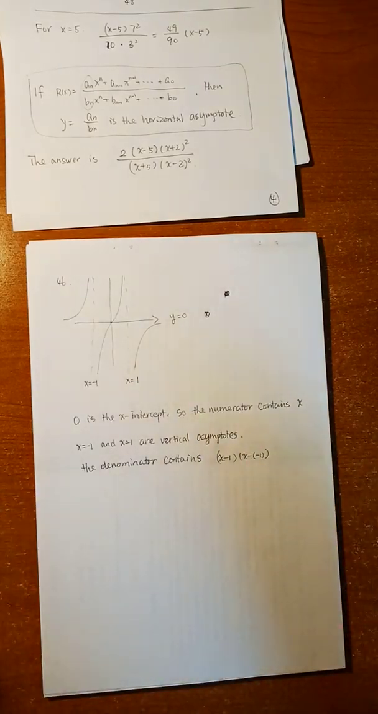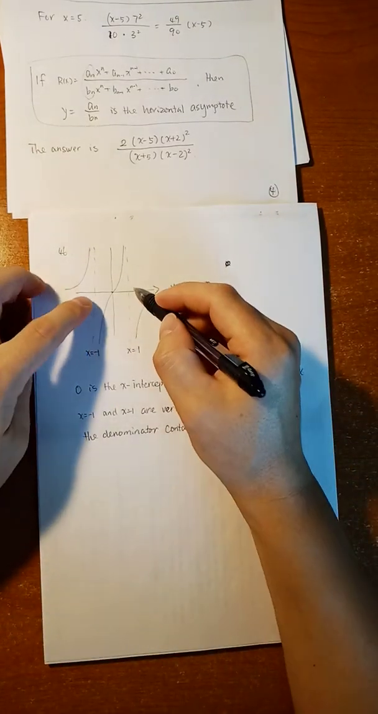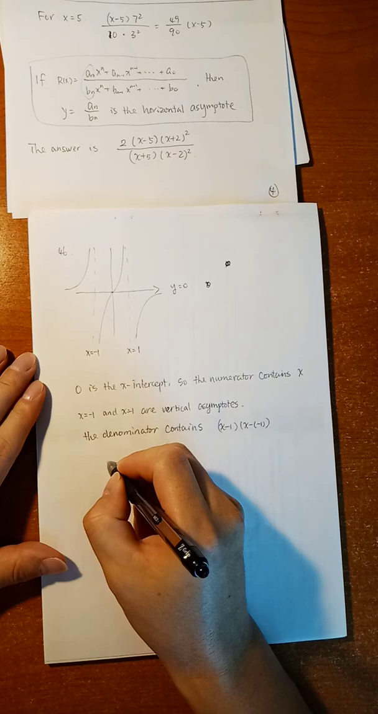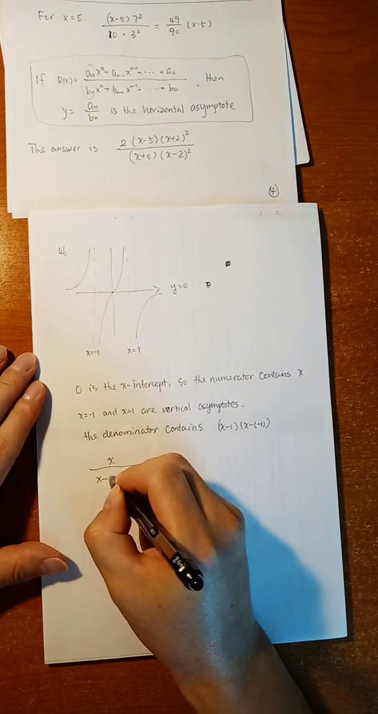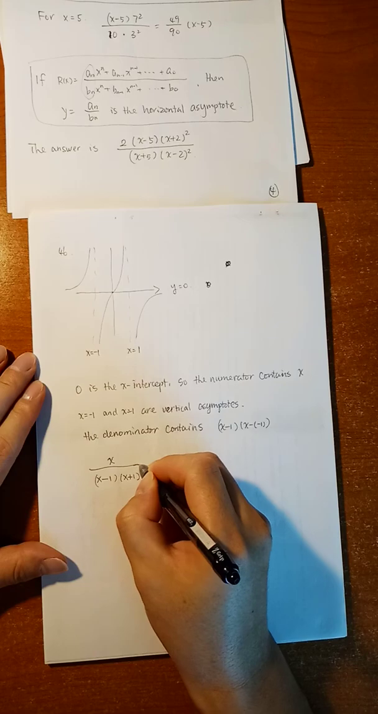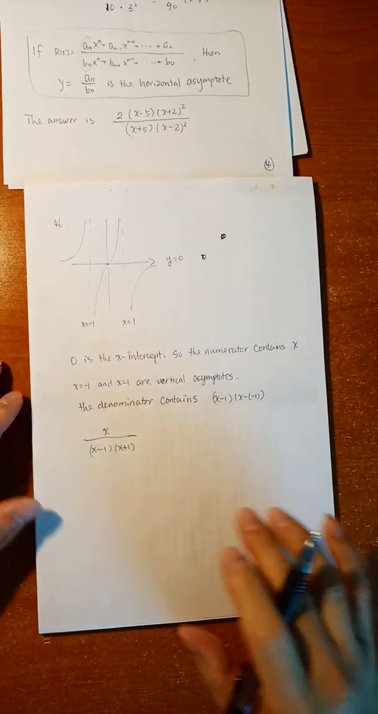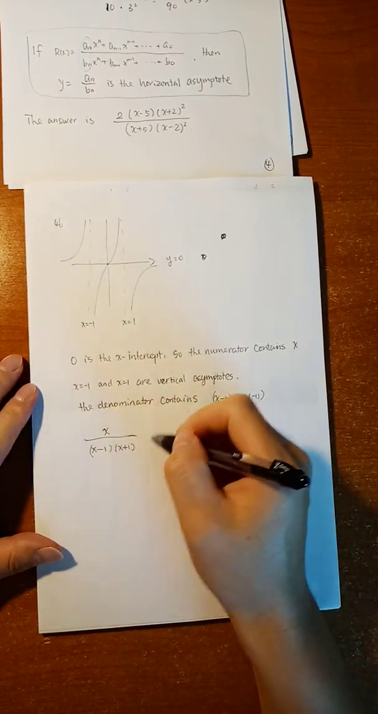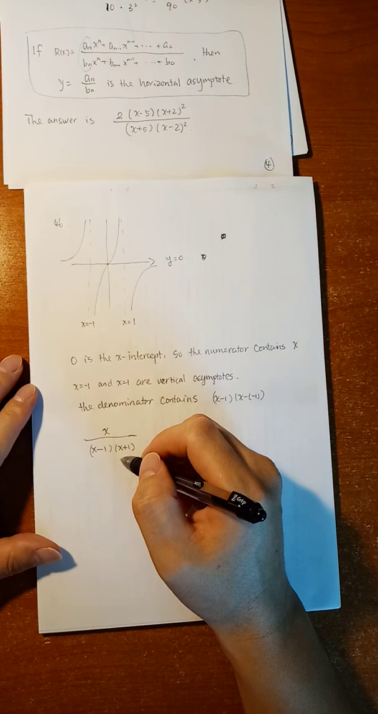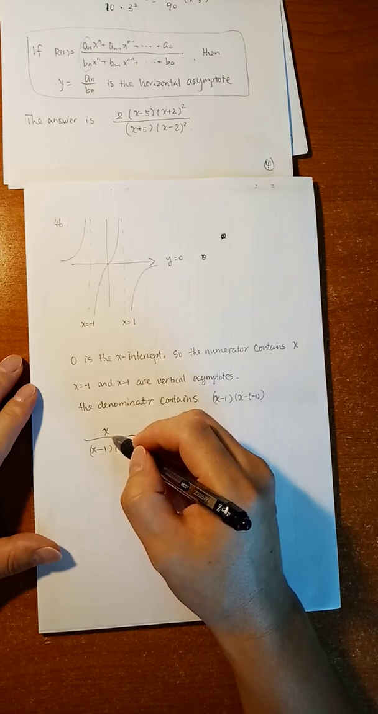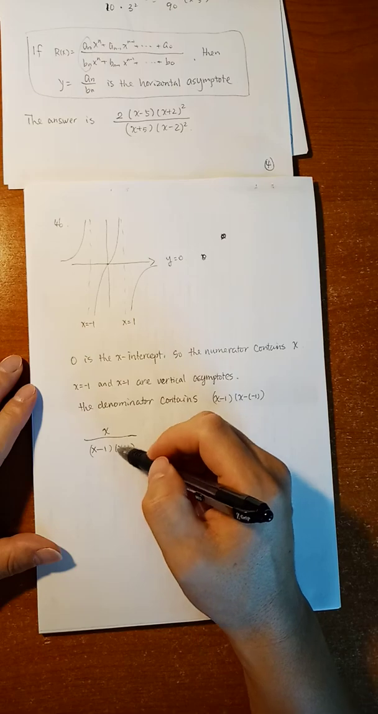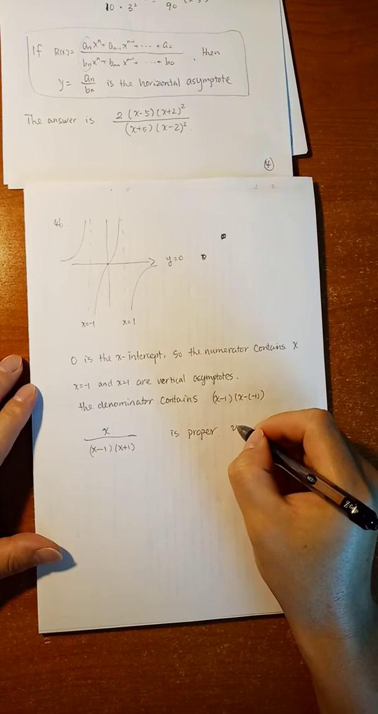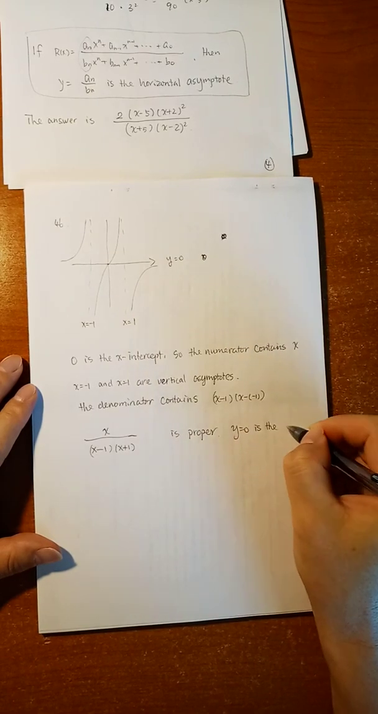Okay, so that's everything we have so far. We just studied the x-intercept. We studied the vertical asymptote. So we have the candidate x over (x minus 1)(x plus 1). So that's the current situation. And actually, if you examine it, the degree of the denominator is 2. The degree of the numerator is 1. So this is a proper rational function. For a proper rational function, y equal to 0 is the horizontal asymptote.